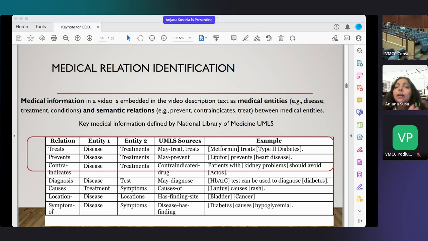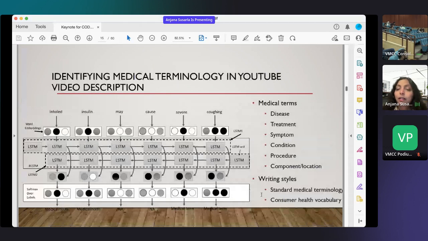But to start with, let's look at how we measure medical information in a video. And so this is the first step. We used a bidirectional long short term memory. Now, I should say this question I have got many times when I was presenting this work is, can't you use some BERT type of model?